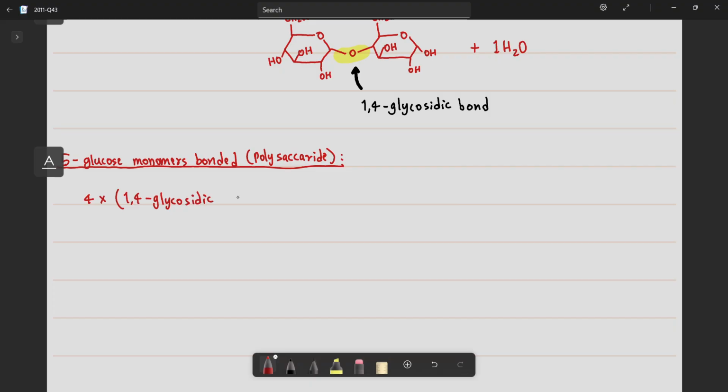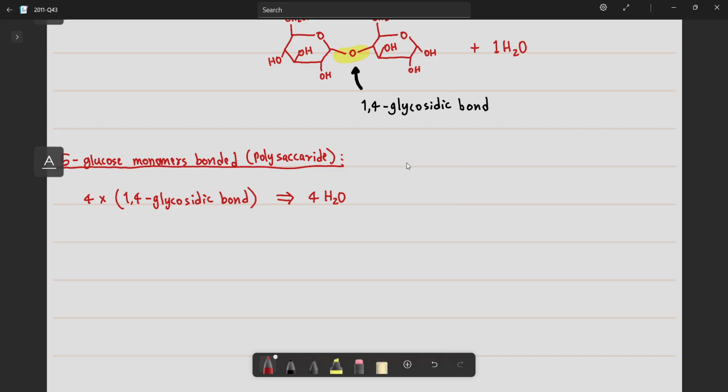glycosidic bonds. So this means if 5 glucose monomers form 1,4 glycosidic bonds, this must release 4 water molecules. So it must release 4 water molecules if it forms 1,4 glycosidic bonds between these 5 glucose monomers to form this polysaccharide.